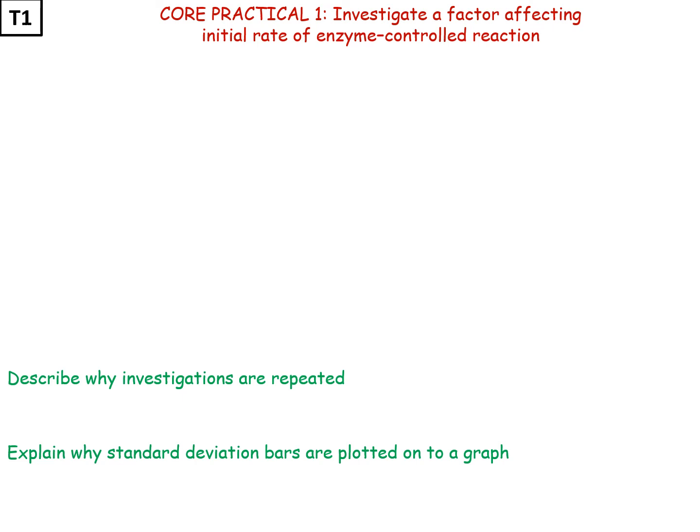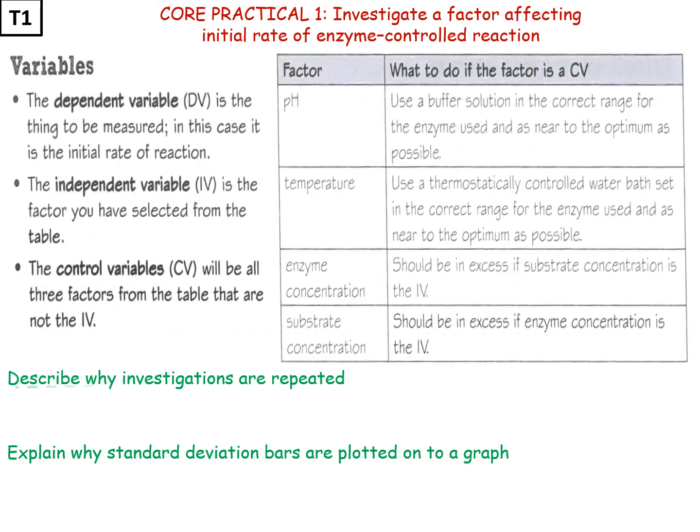So core practical 1 is where you investigate a factor affecting initial rate of enzyme controlled reactions. So we should know different factors that could affect enzyme activity. So here you've got to know about the different types of variables. So factors that could affect it would be temperature, pH, substrate concentration, and also obviously enzyme concentration as well. So the dependent variable is the thing that you're measuring, the independent variable is the one that you are changing, and then control variables are things that you keep the same.